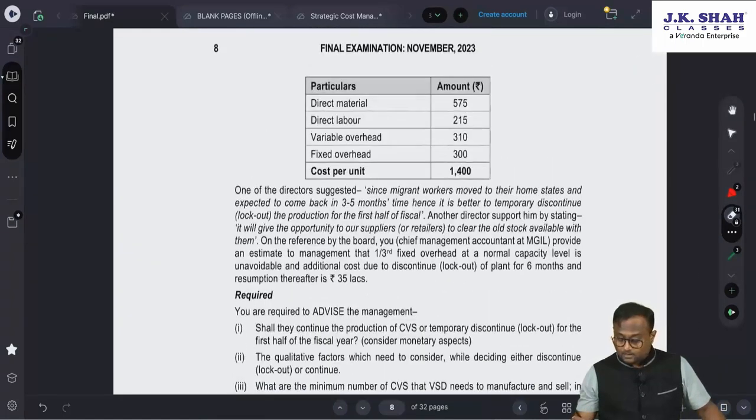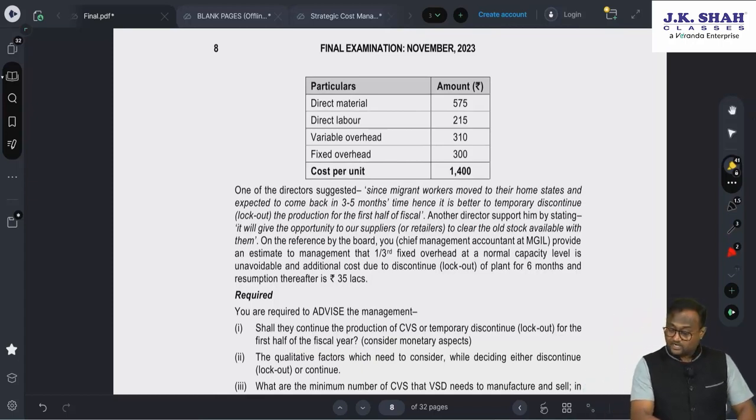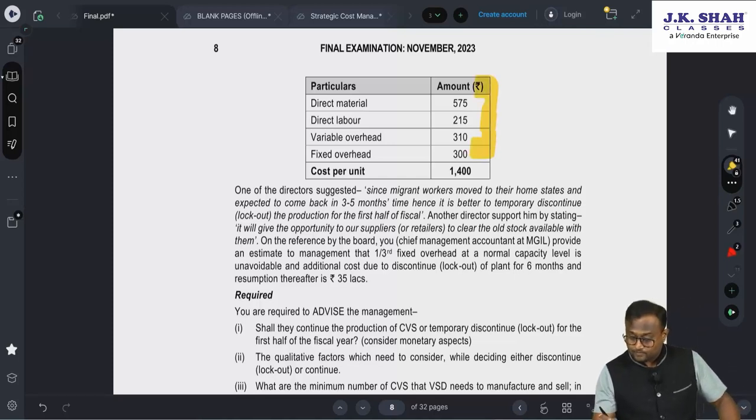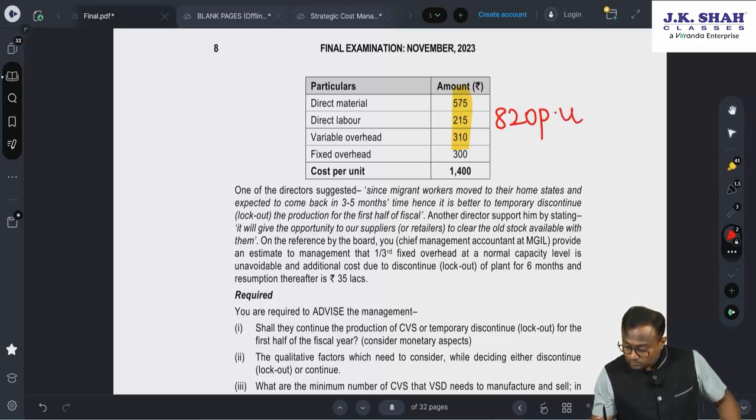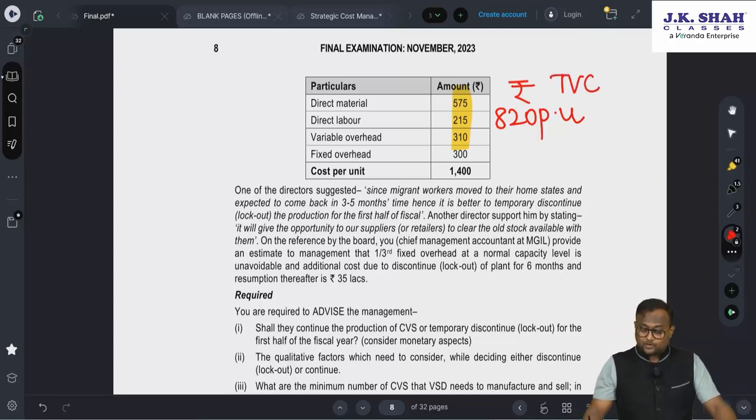The normal capacity levels at which it incurs the following cost to manufacture and sell a single unit of CVS. Okay, so this is what the cost structure is: material, labor, variable overhead. So 575 material cost, 215 labor cost, 310 variable overhead. So I would say ₹820 per unit is your total variable cost per unit.